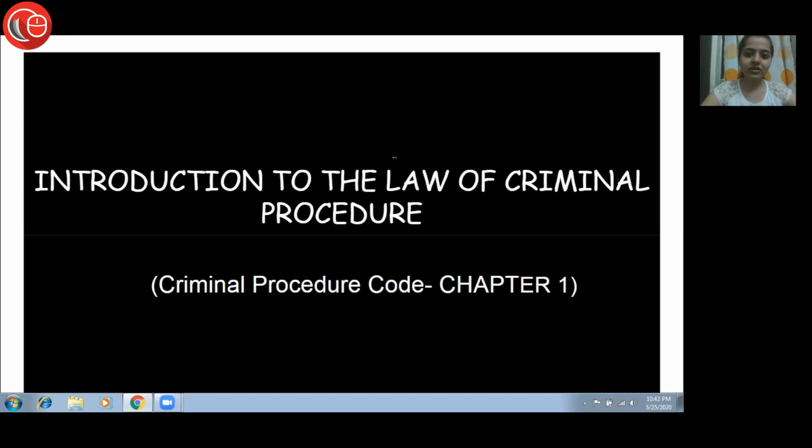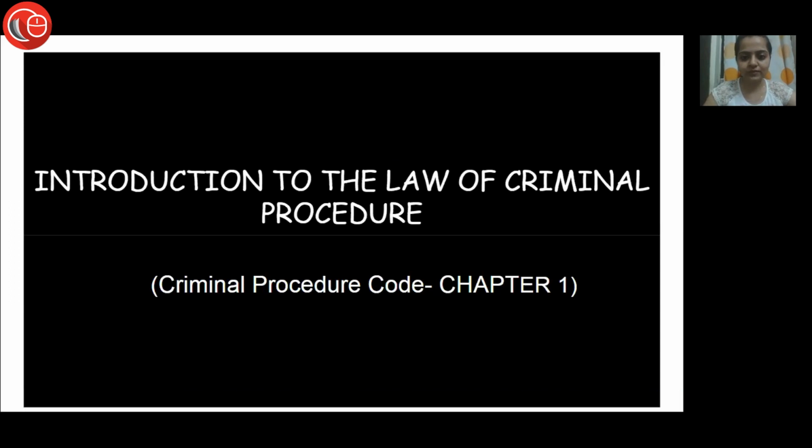Today I will be dealing with the CrPC module and the first chapter, Introduction to the Law of Criminal Procedure. In this chapter, we'll get the answers to questions like: what is the nature of the Criminal Procedure Code? What are its objectives? What was the need to involve such a comprehensive and lengthy procedure into the Indian legal system? And maybe how it came into being, etc. So let's move on.